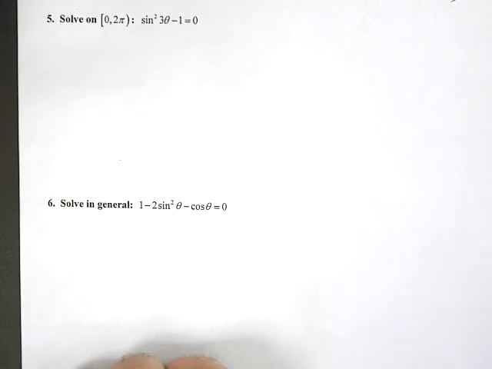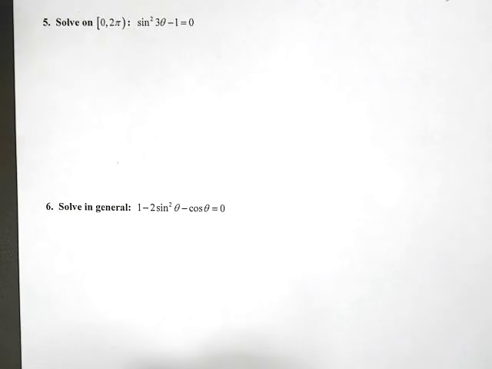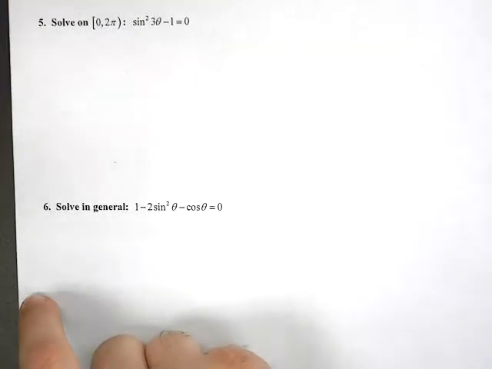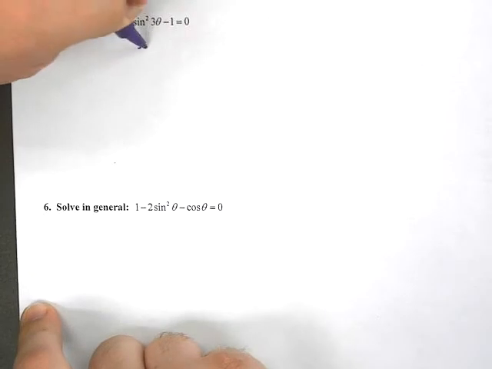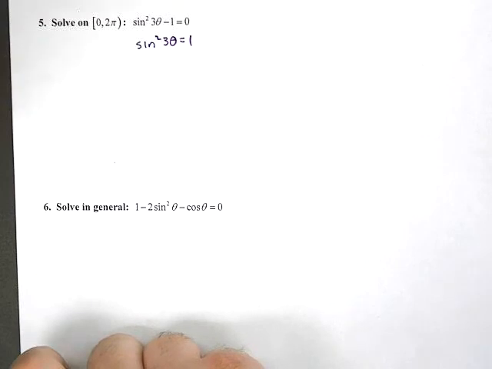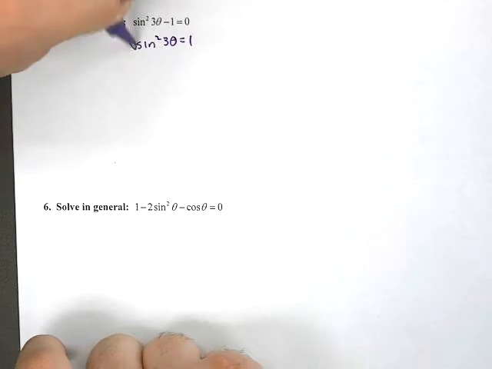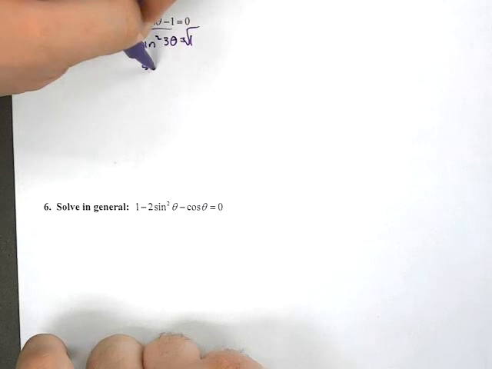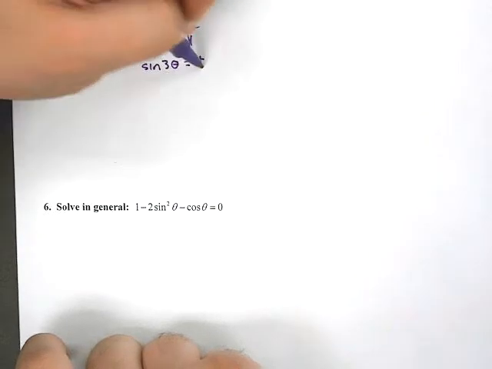Now, things to be on the lookout for solving. You need to have consistent angles and consistent trig functions. This one I'm okay with because there's only one angle that I see and there's only one trig function that I see. I just see sine. So I'm not too worried about this one. I'm just going to start to solve this one as normal. So I would move the 1 over. Sine squared 3 theta equals 1. Well, if I want to solve for theta, I'd have to square root both sides. So now I have sine of 3 theta equals plus or minus 1.